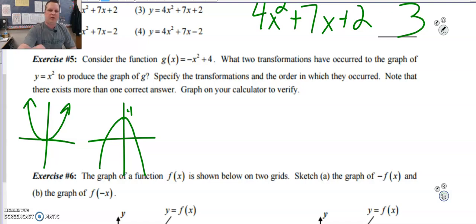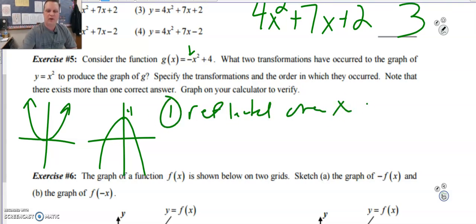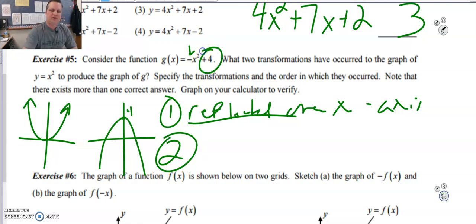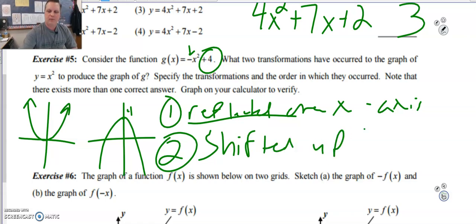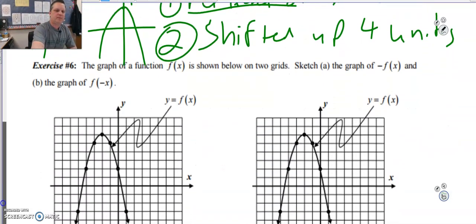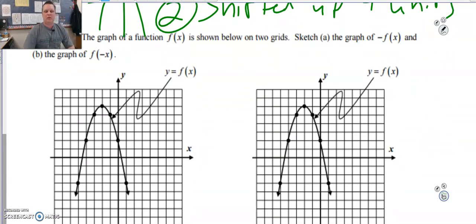So what happened? The negative in front of it says that it is reflected over the x-axis. So number 1 is reflected over the x-axis. It's a little test for people who don't listen to me, don't have the volume on. They're going to say, what does this say? Reflected over the x-axis. That's the first thing. Second thing, the plus 4 means that it shifted up 4 units.